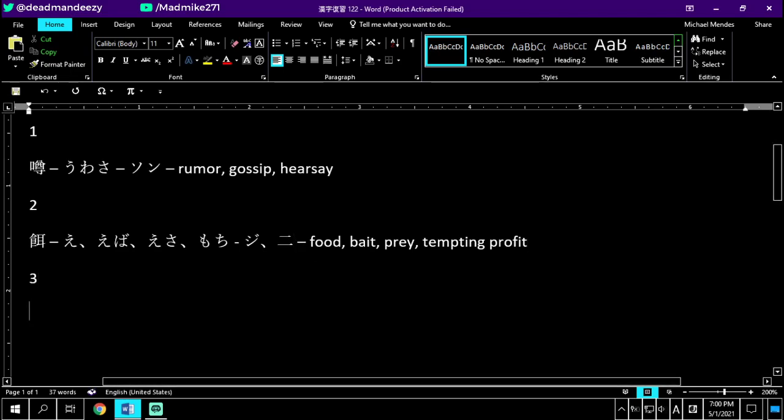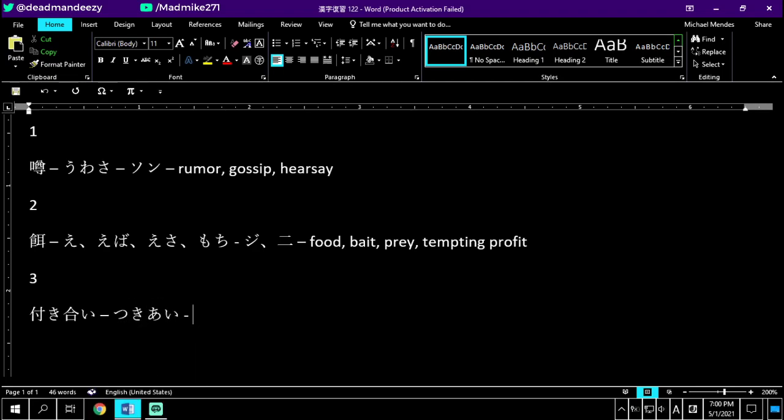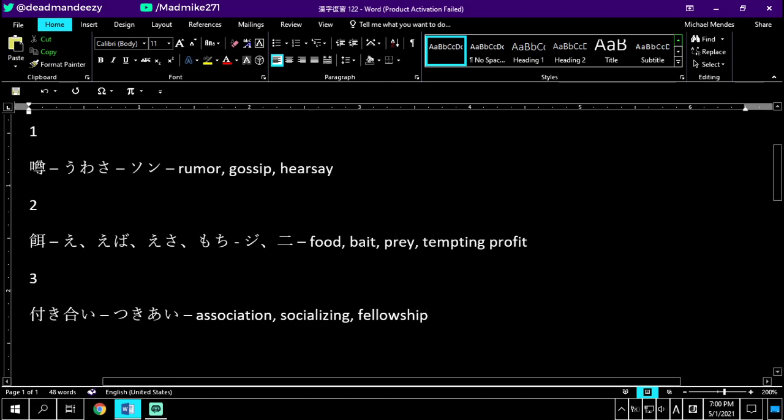Number 3 is tsukiai. Tsukiai is association, socializing, or fellowship. Tsukiai. Association, socializing, or fellowship. The kanji on the left side is to attach or adhere to something.